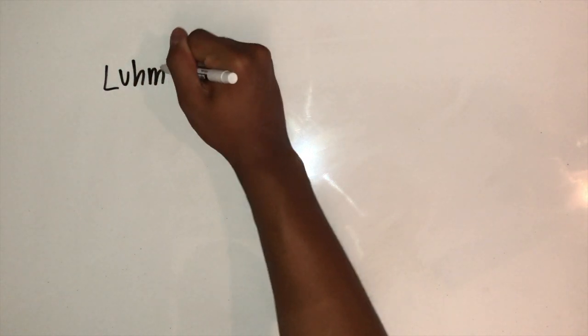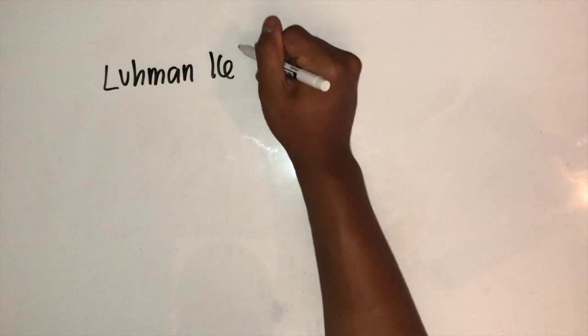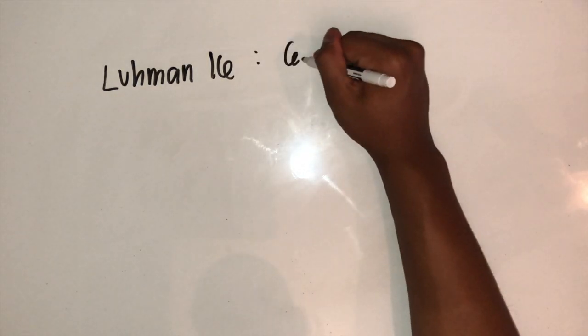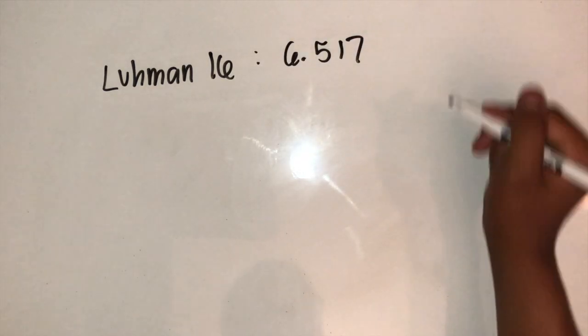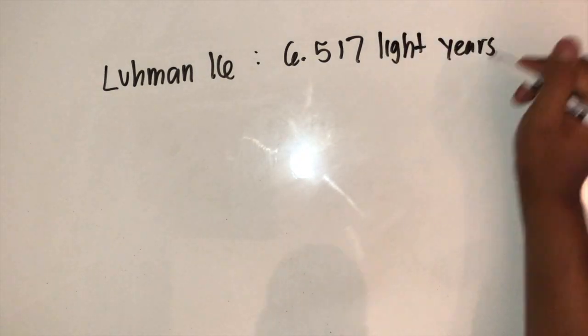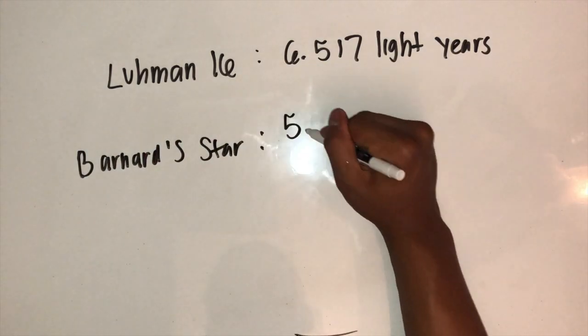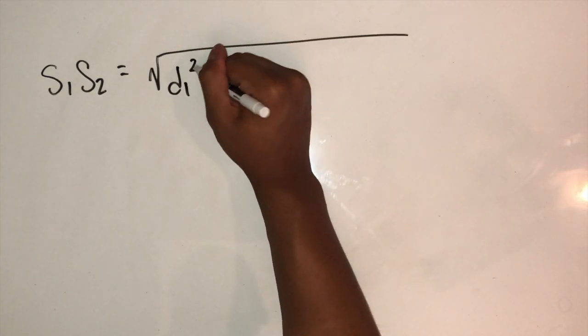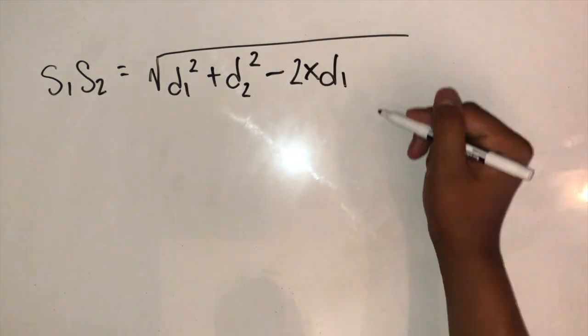We could not gather enough data ourselves because it takes 6 months to do this, so we gathered the known distance of Lumen 16 and Barnard's star from Earth. We found that Lumen 16 was 6.517 light years and Barnard's star was 5.978 light years away. After finding the distance of the stars from Earth, we can move on to the next step.